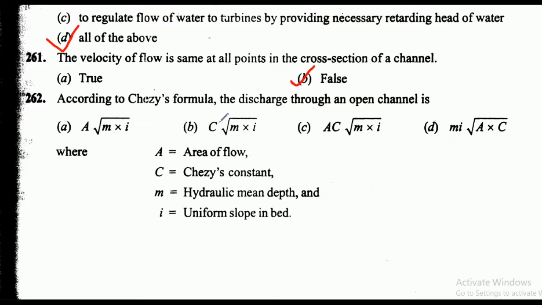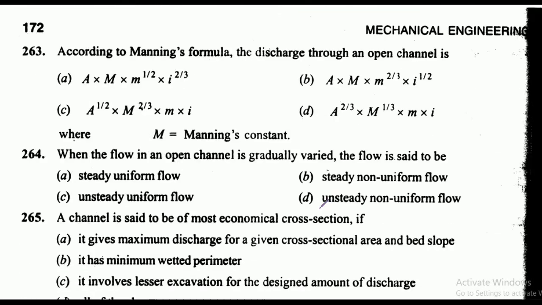Next is according to Chezy's formula, the discharge through an open channel is. Here friends, these are the options where A is equal to area of flow, C is Chezy's constant, m is hydraulic mean depth, and i is uniform slope in bed. So here friends, the correct answer is option C, that is A C into under root of m into i. Next is according to Manning's formula, the discharge through an open channel is. Here friends, these are the options where M is equal to Manning's constant. So here the correct answer is option B, that is A into M into small m raised to 2 by 3 into i raised to 1 by 2.